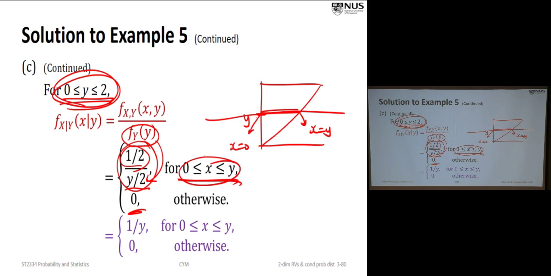So is the conditional of x given y a uniform distribution? And the answer is no, because the distribution depends on y. It's 1 over y, depends on y. So it's not uniform. That means it's not the same anywhere when x is between 0 and 1. It's different. It's equal to 1 over y. So it's not a uniform distribution.